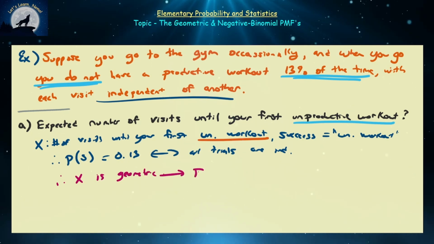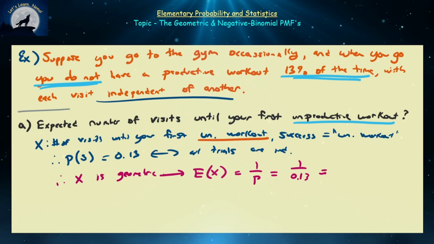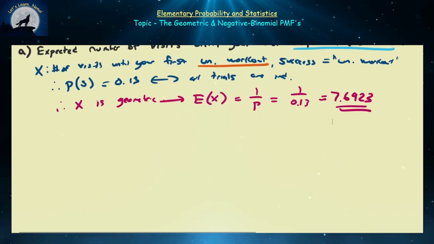Since x is geometric, the expected value is 1/p, and p is 13%, so we have 1 divided by 0.13, which is approximately 7.6923. So we expect somewhere between 7 and 8 visits until we get our first unproductive workout. If you get your first unproductive workout on trial number 2, that's highly unlikely. And if you get it somewhere around trial number 50, that's highly unlikely too, assuming your goal is not to have an unproductive workout. Now we have identified x as a geometric random variable, so we have the expected value. You could also get the standard deviation if you want.